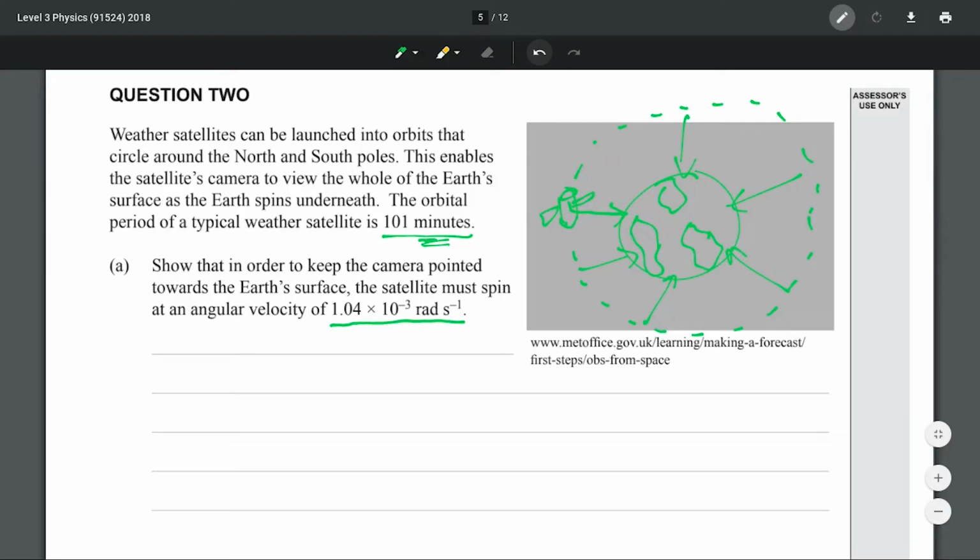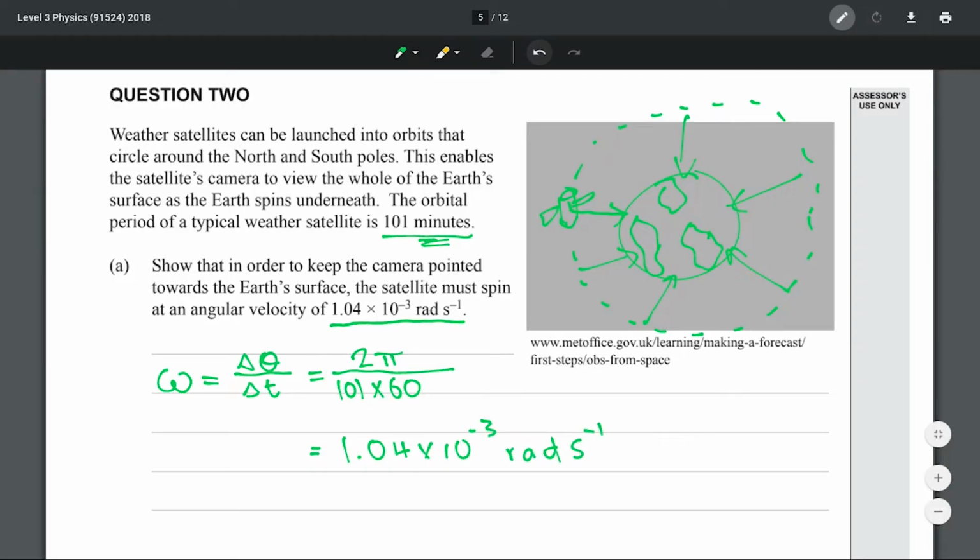And so on your formula sheet, you'll find this equation here, that the angular velocity is the change in angular displacement over some duration. Now for one full rotation, that's going to be 2 pi. And our duration is our 101 minutes, which is 101 times 60 seconds, as we want this value in seconds, which indeed gives me 1.04 times 10 to the minus 3 radians per second.